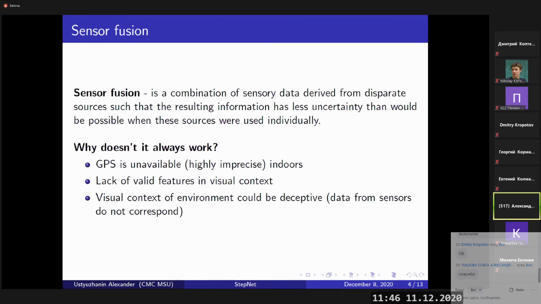Also, another interesting example is that the visual context of the environment could be deceptive. So what does it mean? It means that those sensors, like for example IMU and camera, do not correspond to each other. If we enter an elevator, our visual context will estimate that we don't move, if we, for example, film the doors of our elevator, but the inertial model will detect acceleration of the elevator, especially at the moment when the elevator starts moving.